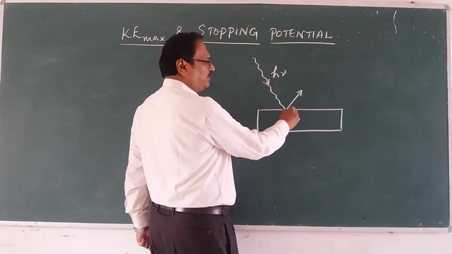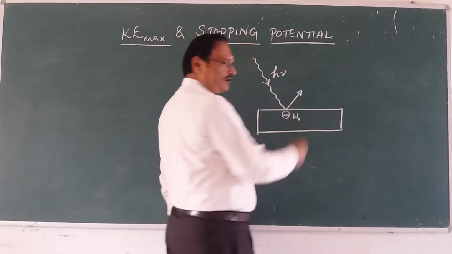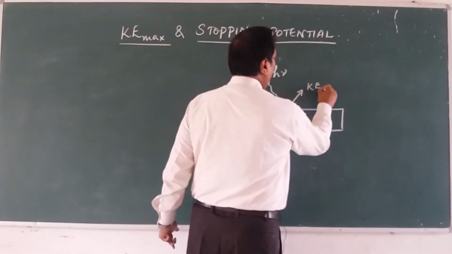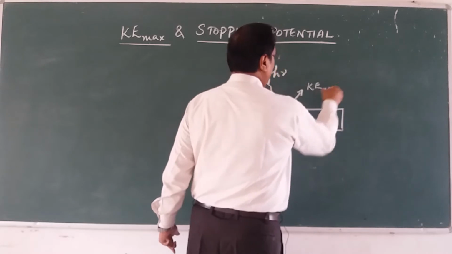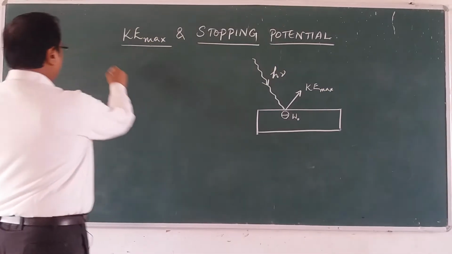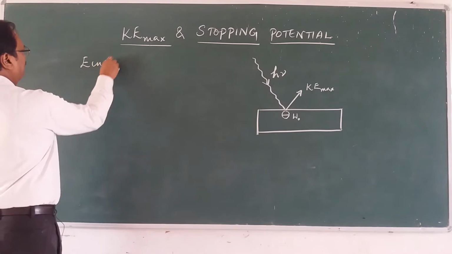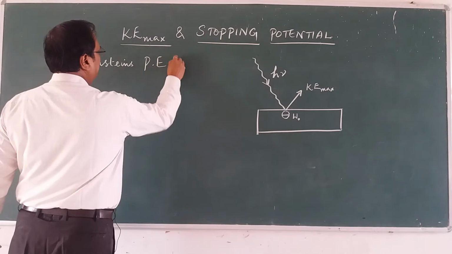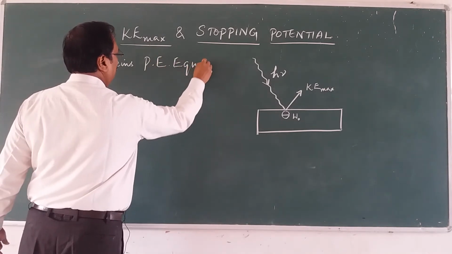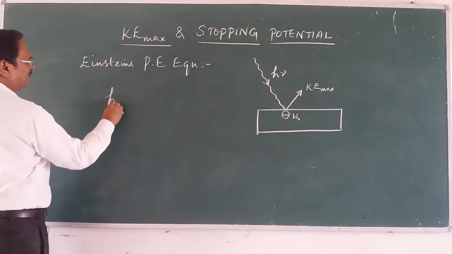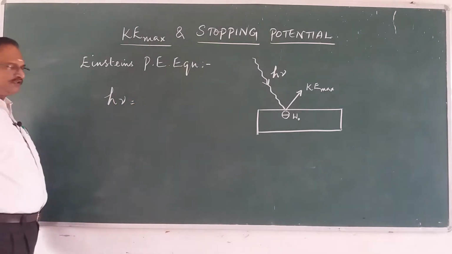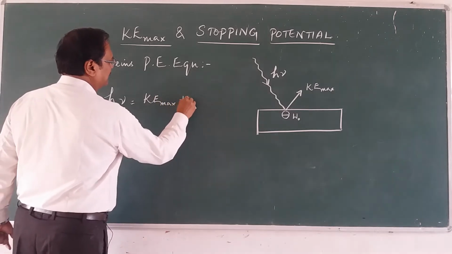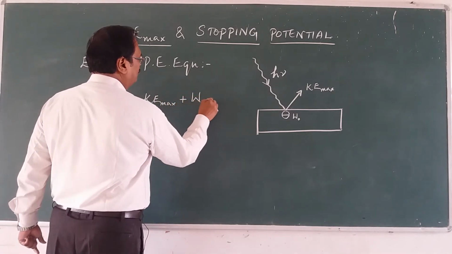After that, you need energy for the electron to move, and that gives it kinetic energy, and you call it kinetic energy maximum. So Einstein's photoelectric equation, what does it say actually? It says that the energy of the incident photon is equal to kinetic energy maximum plus the work function W naught.